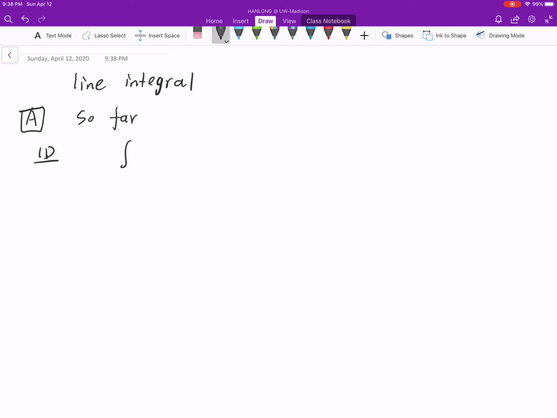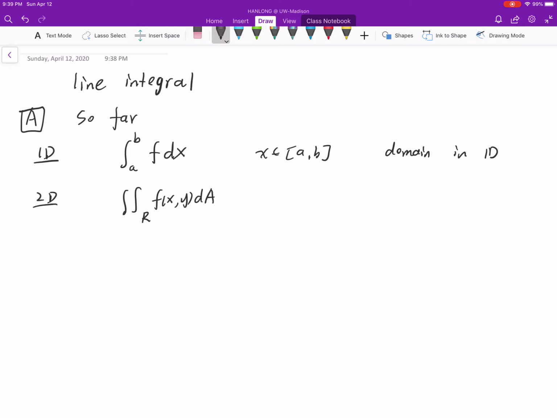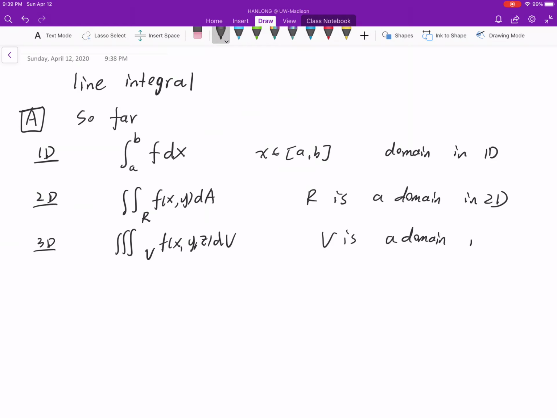In 1D, we consider integration over an interval a to b. Another notation is integration over some domain in 1D. And in 2D, we consider the double integral over some domain in 2D, where R is a domain in 2D. And in 3D, we have the triple integral over some solid, where V is a domain in 3D.